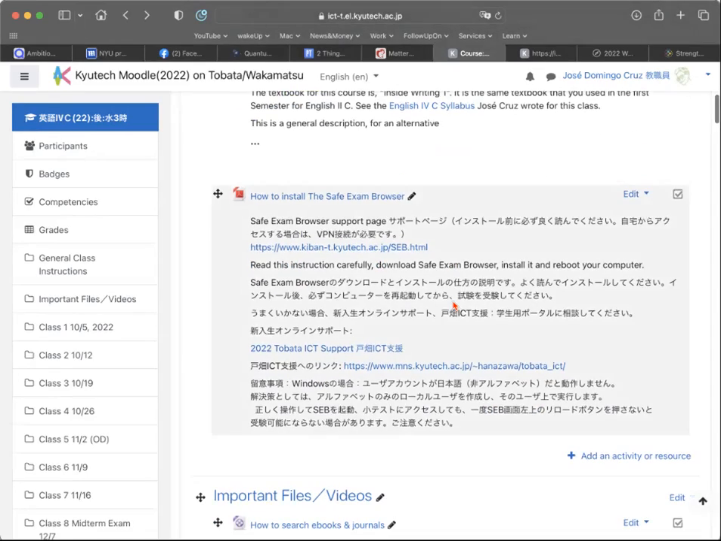Some pieces are very, very important and very difficult, so I put them in Japanese. This is how to install the Safe Exam browser. All of our quizzes, all of our tests will use the Safe Exam browser. If you have not yet installed the Safe Exam browser, please do it, because you're going to need this for the test. If you don't have it, you can't take the test.